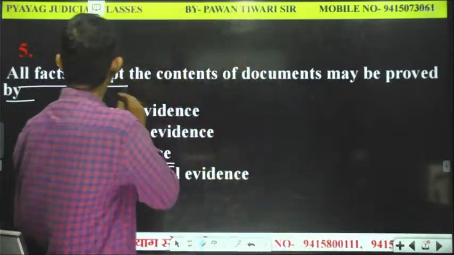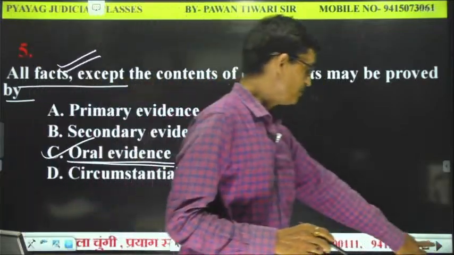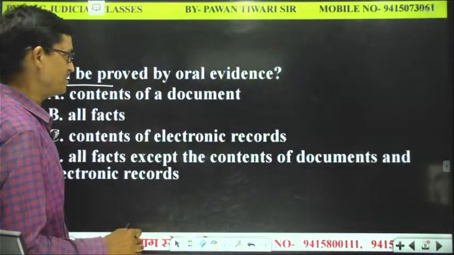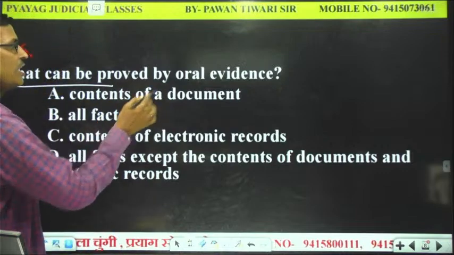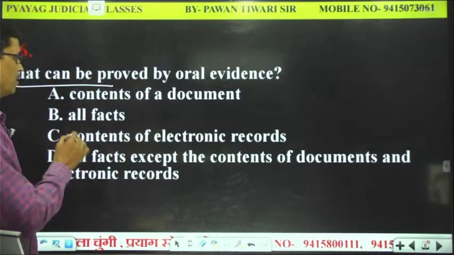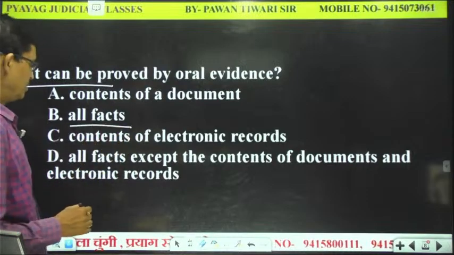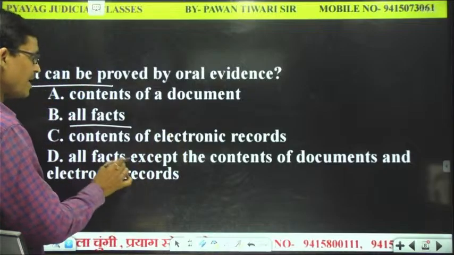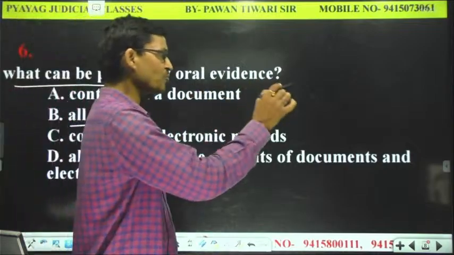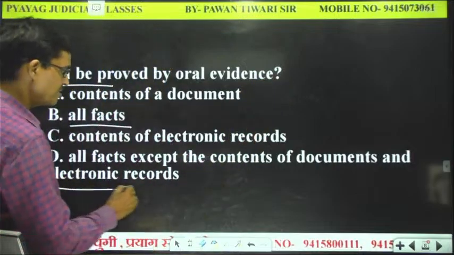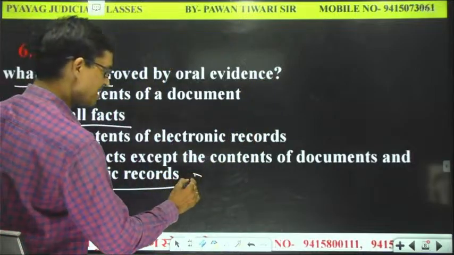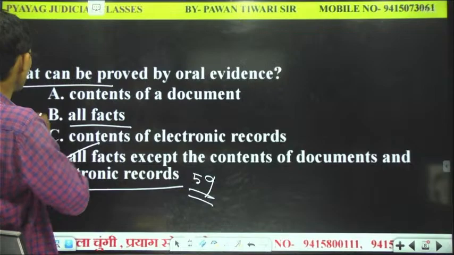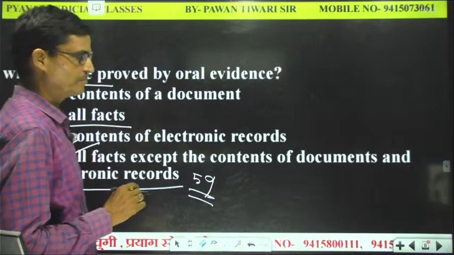Okay. All facts except, the term is used. What can be proved by oral evidence? Contents of a document? No. All facts? No. Contents of electronic record? All facts except the contents of documents and electronic record. Section 59 says that. So the correct answer of question 6 is D. D is the correct answer.